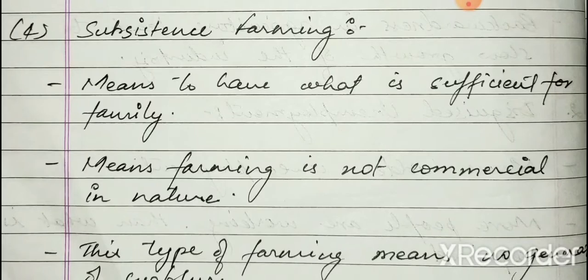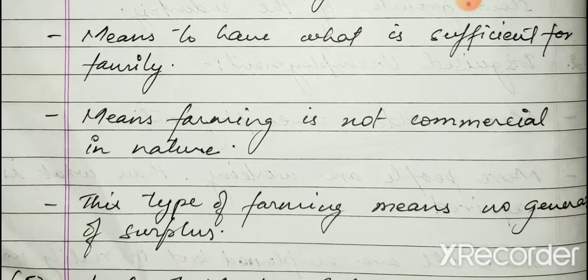It means production is done only to the extent that the family requires. Suppose whatever requirement is there by the family, they produce only that much. And it is also not meant for commercial farming. At that time people were producing only what is required by the family. They were not using it for commercialization or for selling.